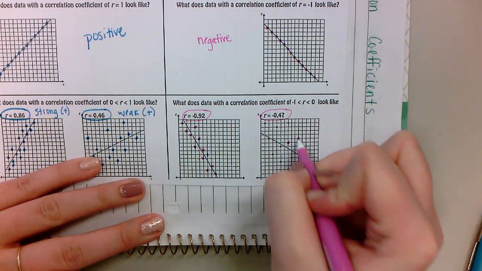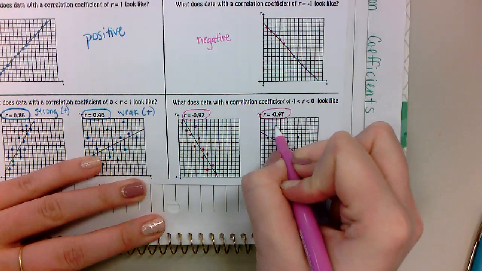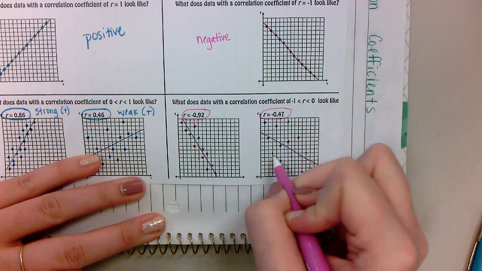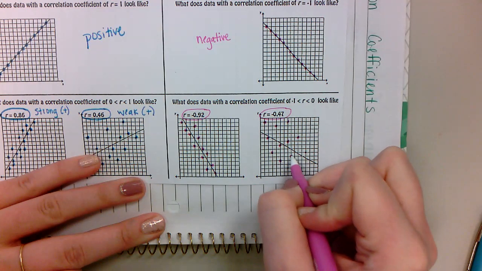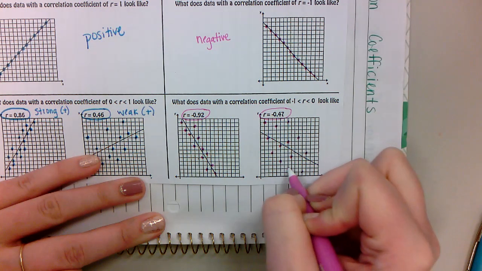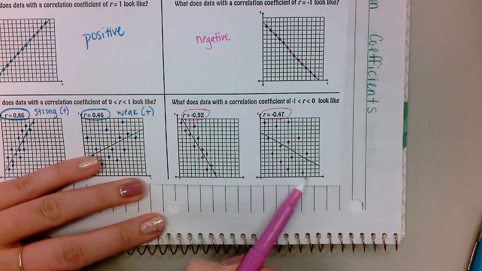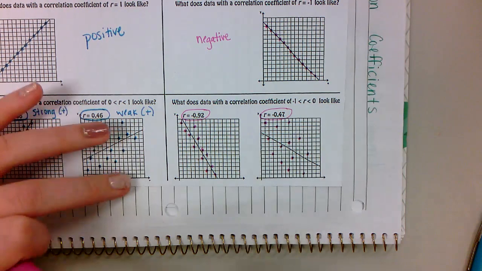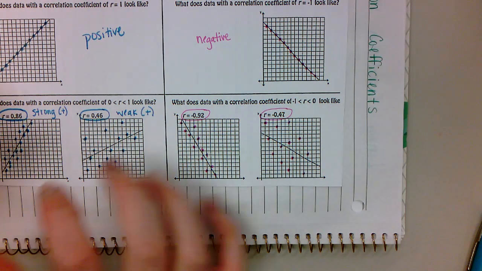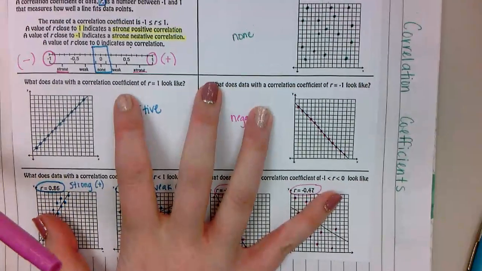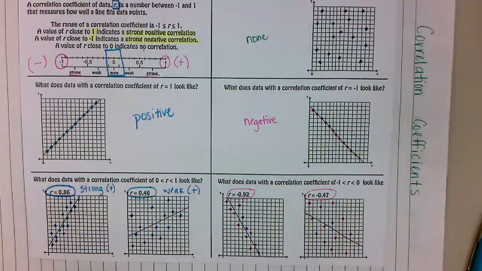And then for -0.47, we can see that as we go to the right side, these dots are kind of going down, but they're not really strongly related. They're not really close to that line. So that's correlation coefficients and correlations.